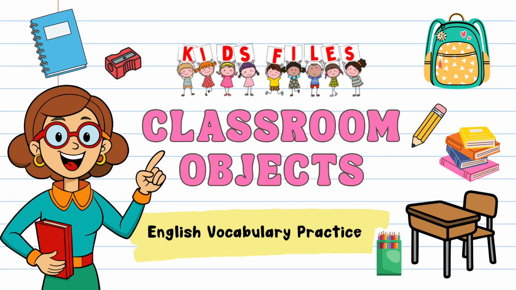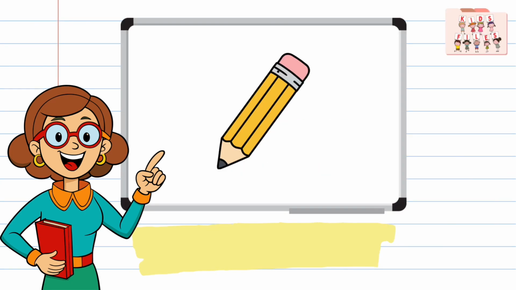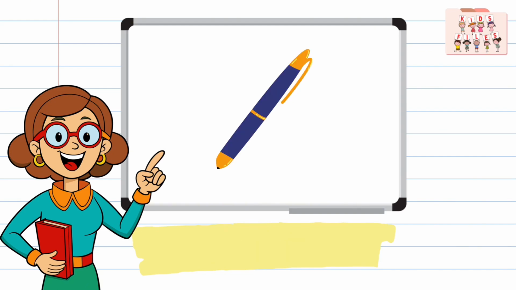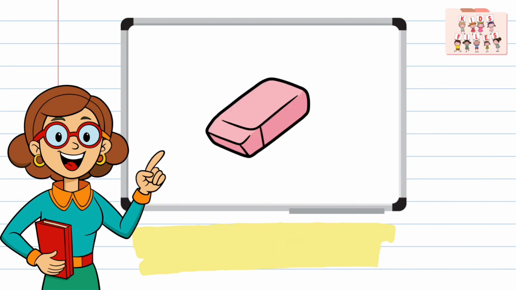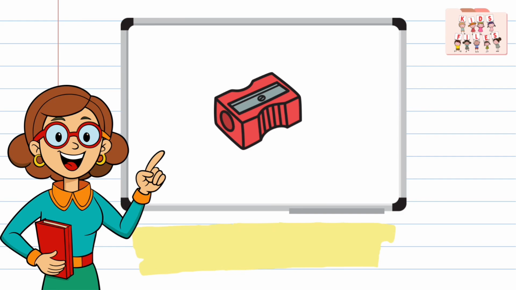Let's learn vocabulary in English. Classroom objects. Pencil. It's a pencil. Pen. It's a pen. Eraser. It's an eraser. Sharpener. It's a sharpener.